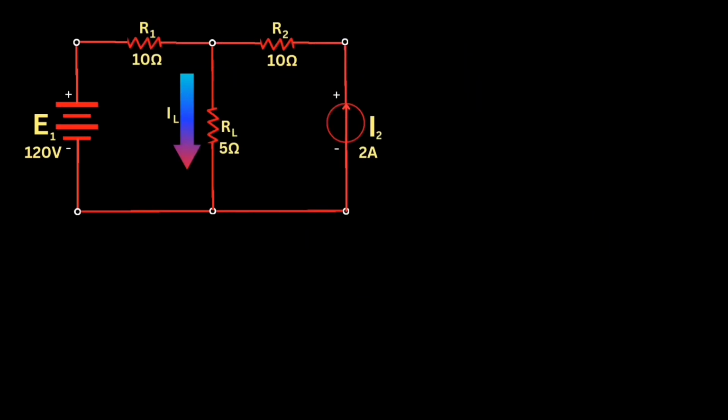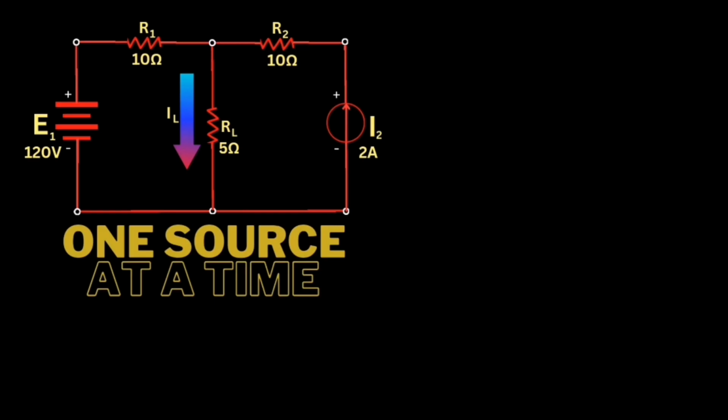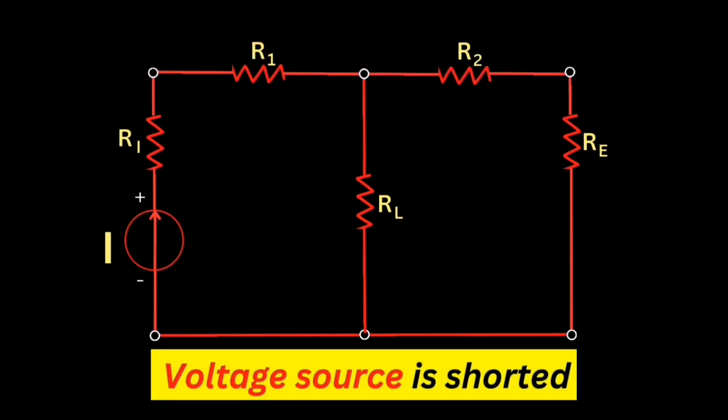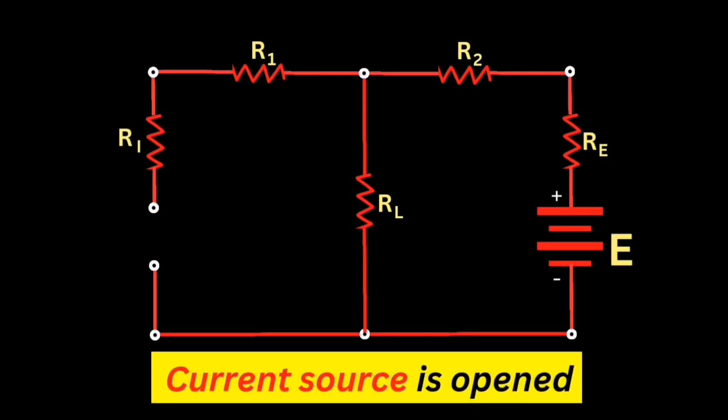As I discussed in my last video, in solving this circuit using this theorem, we have to take one source at a time. And you have to short the other source if that is a voltage, or open if that is a current source.